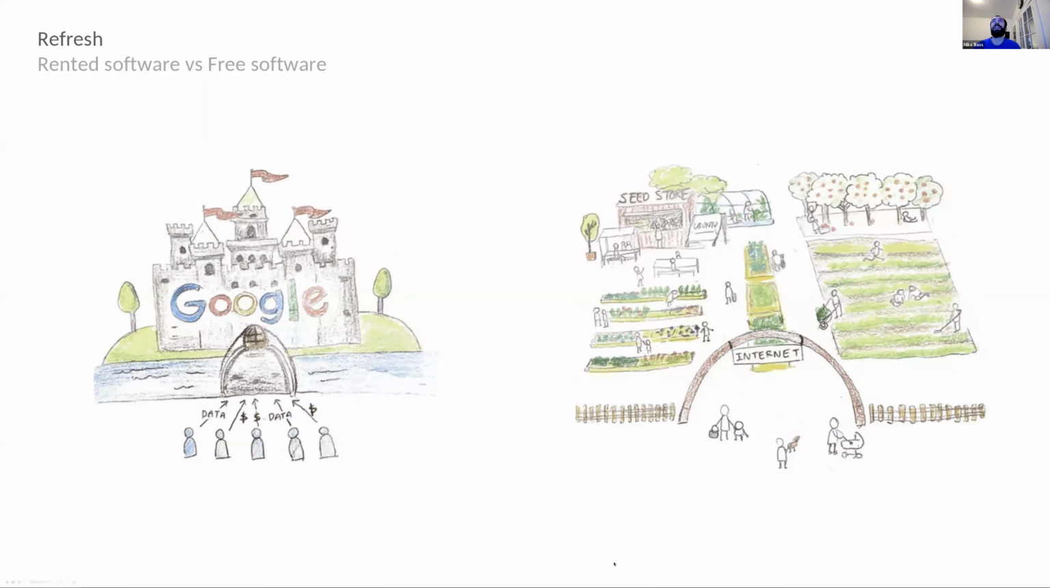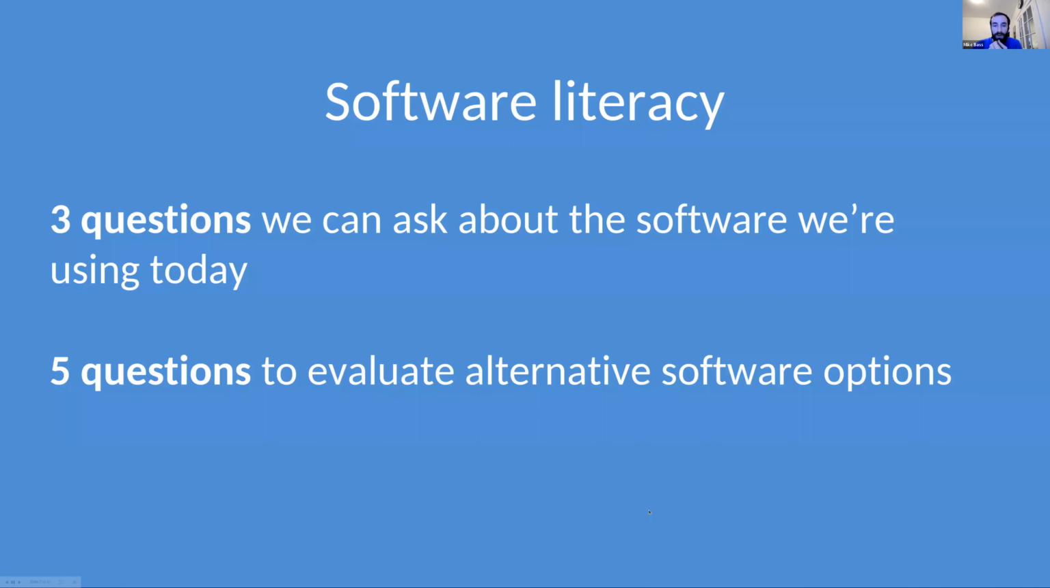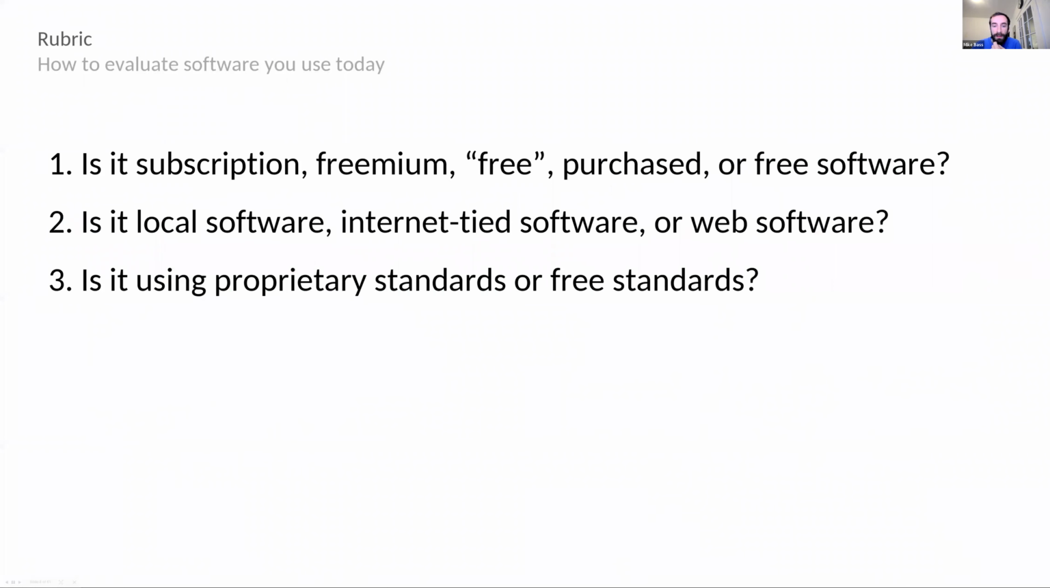So, evaluating the software that you use today. This is what I kind of said. Looking at software use today, there are 3 questions. Is it subscription, freemium, free, purchased, or free software? Remember, those are the revenue models we talked about before.